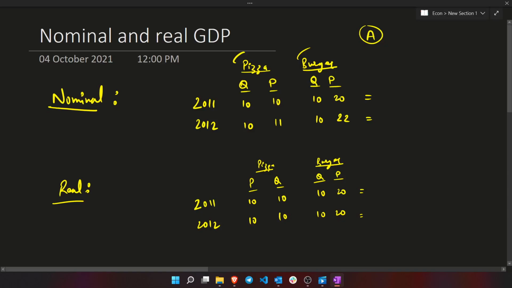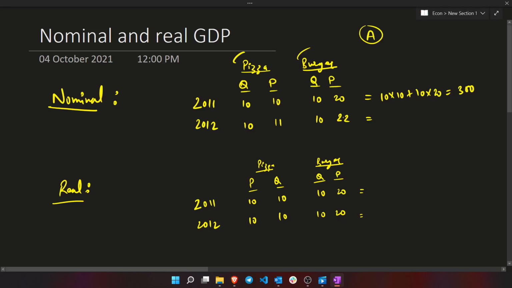The total GDP will be a combination of these two different outputs that are being produced from the country. So let's do it. The GDP for 2011 will be 10 into 10 plus 10 into 20, that will give us 100 plus 200, that will be 300. If you are not satisfied with the calculation, please do go ahead and do it yourself. I think it will be 300.